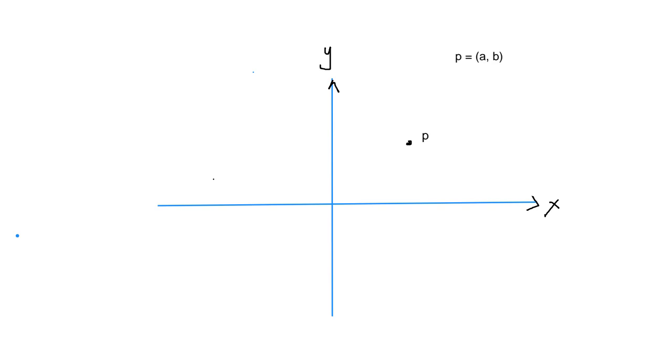Now, with a vector, we want to enhance this point idea. So what do we do? We'll connect this point with the origin. It doesn't have to be with the origin, but for now, let me connect it with a special point, the origin. Then I give it an arrow. I add an arrow at the P.